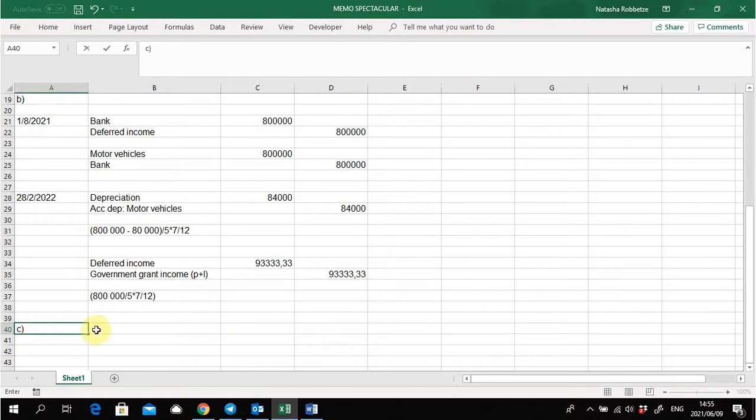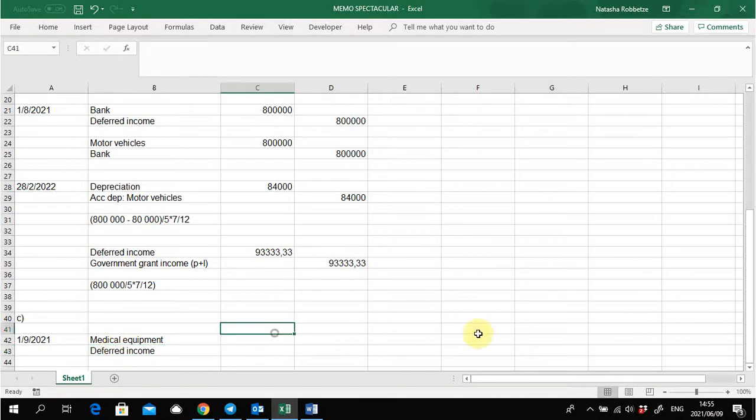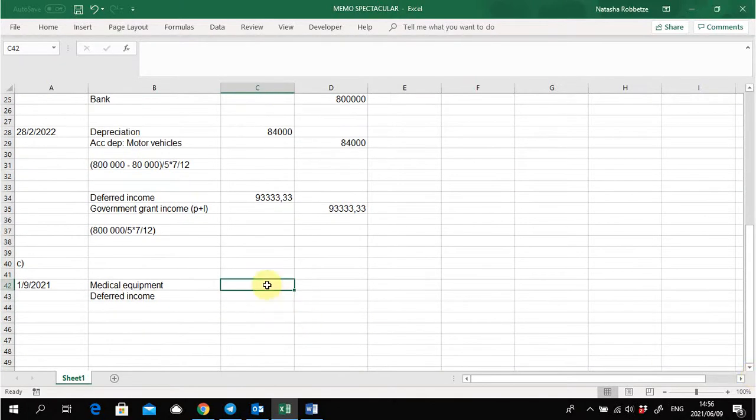In number C, we have a grant that is now non-monetary, right? So this means that they have given us the equipment. They didn't give us cash to buy it. So the equipment was given to us, I believe, if I look at the question, on 1 September. And we're going to say we increase the asset, medical equipment, and we write it against deferred income because this is the policy. And the market value of that equipment is 120,000. So I need to debit and credit the correct account.